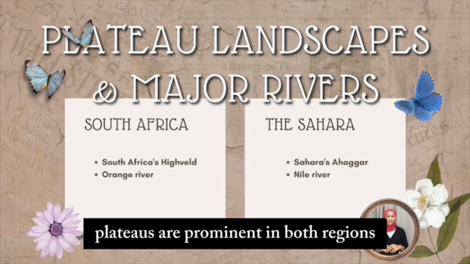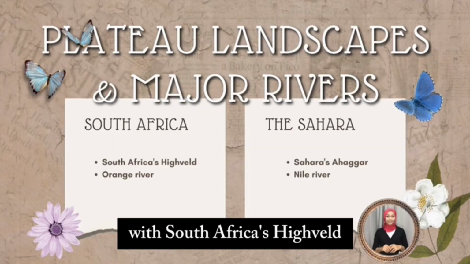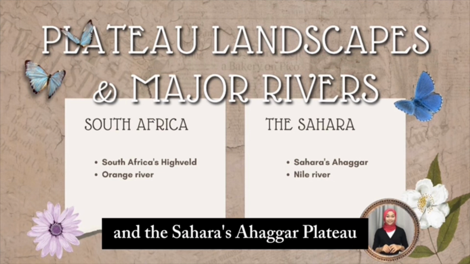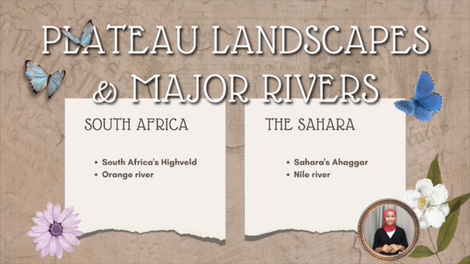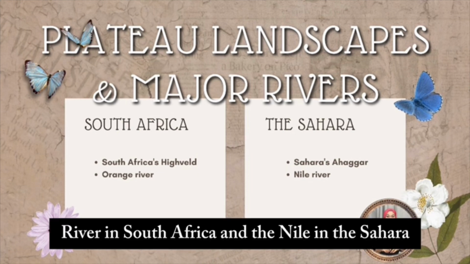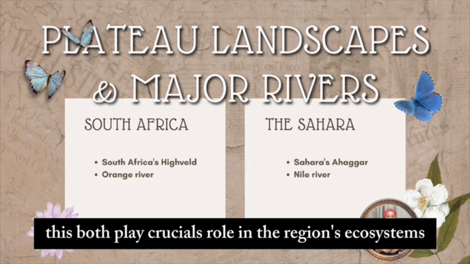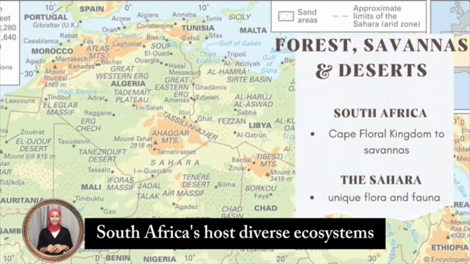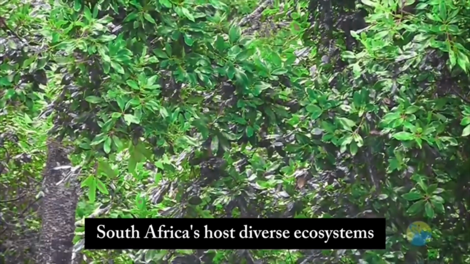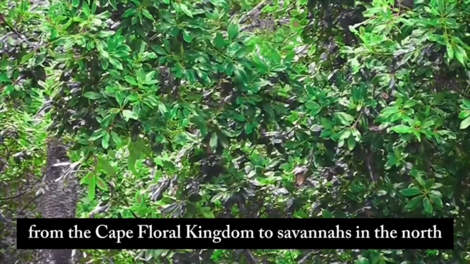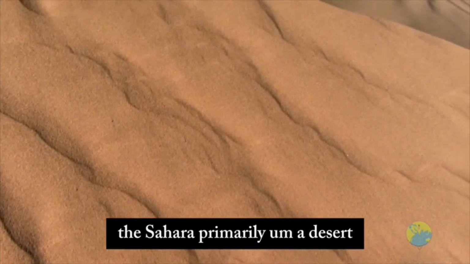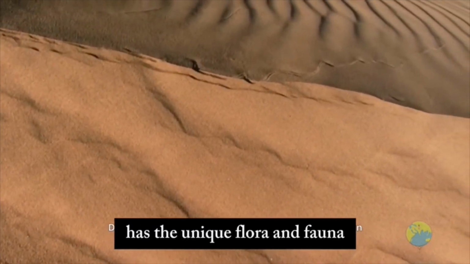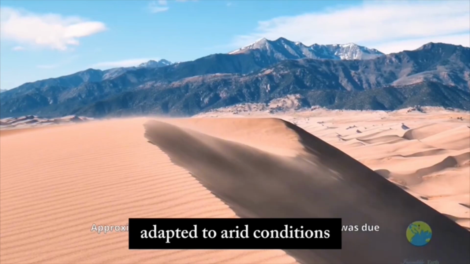Plateaus are prominent in both regions, with South Africa's Highveld and the Sahara's Hoggar Plateau. Major rivers such as the Orange River in South Africa and the Nile in the Sahara both play a crucial role in the regions' ecosystems. South Africa hosts diverse ecosystems, from the Cape Floral Kingdom to savannas in the north. The Sahara, primarily a desert, has unique flora and fauna adapted to arid conditions.